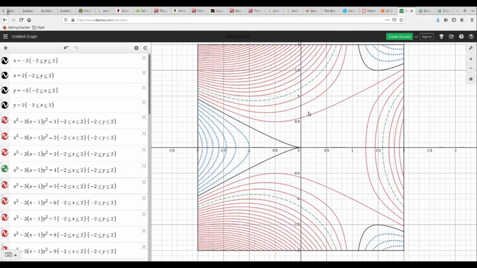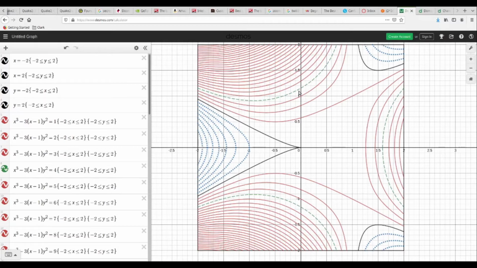The other solid lines, which are red, correspond to positive values of the function. So this curve right here corresponds to the value of 1. This one corresponds to the value of 2. This one corresponds to the value of 3, and so on and so forth. So the function is increasing in this direction, increasing in this direction, increasing in this direction, decreasing in this direction, decreasing in this direction, and decreasing in this direction.